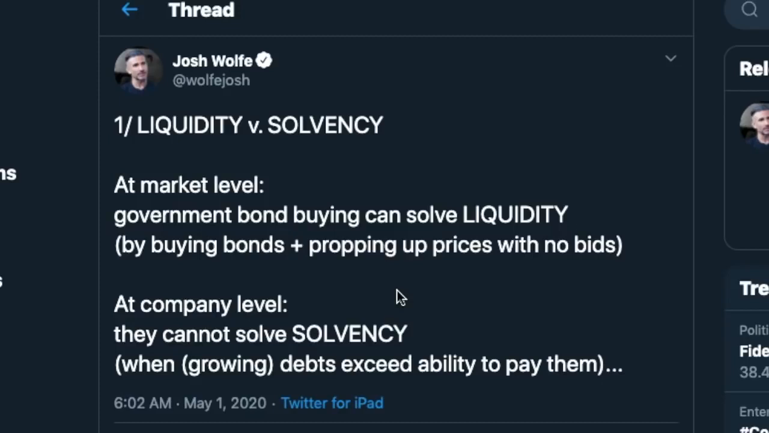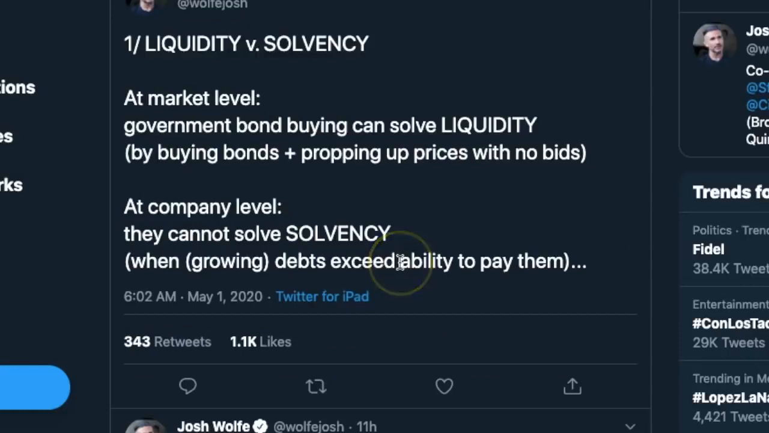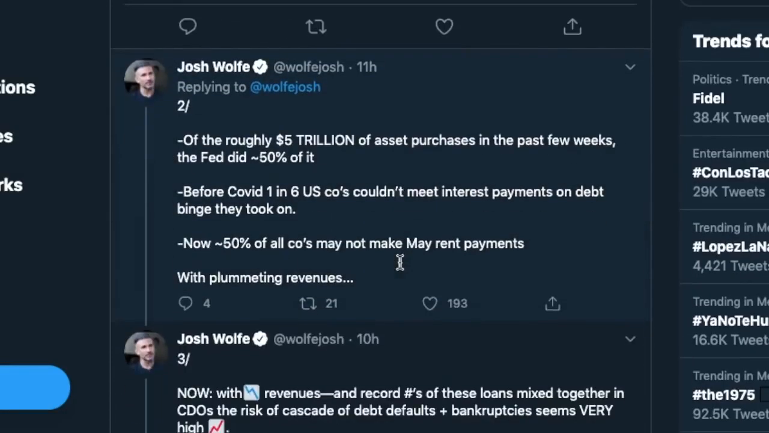He says, at a market level, government bond buying can solve liquidity by buying bonds and propping up prices with no bids. But at a company level, they cannot solve solvency when growing debts exceed the ability to pay them. Of the roughly $5 trillion of asset purchases in the past few weeks, the Fed did 50% of it. Before COVID, 1 in 6 U.S. companies couldn't meet interest payments on debt. They couldn't even meet the interest payments on their debt.